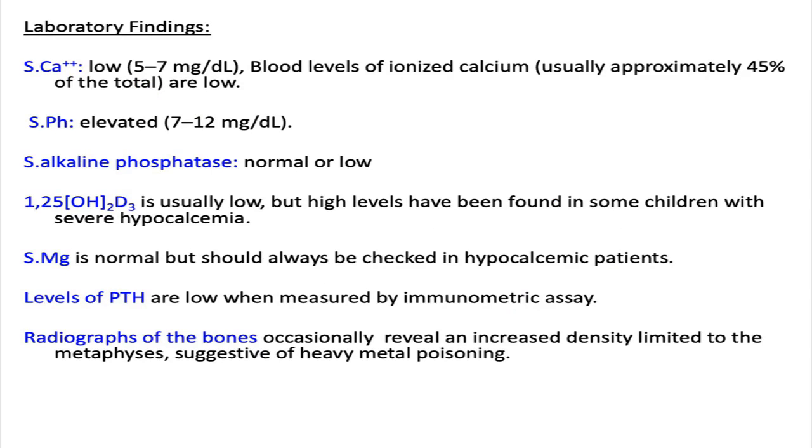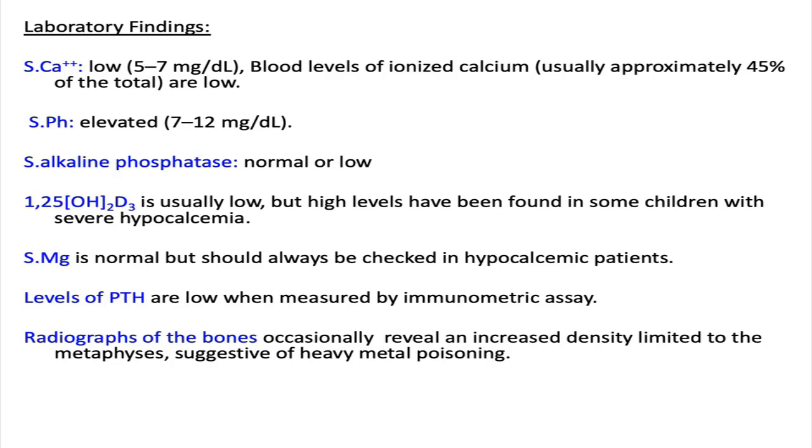What are the laboratory findings? These are very important, and they come in the exam or in the MCQ. Serum calcium is usually low, 5 to 7 mg per deciliter. Blood level of ionized calcium, which is usually approximately 45% of the total, is low. Serum phosphorus is elevated, 7 to 12 mg per deciliter. So there is hypocalcemia and hyperphosphatemia.